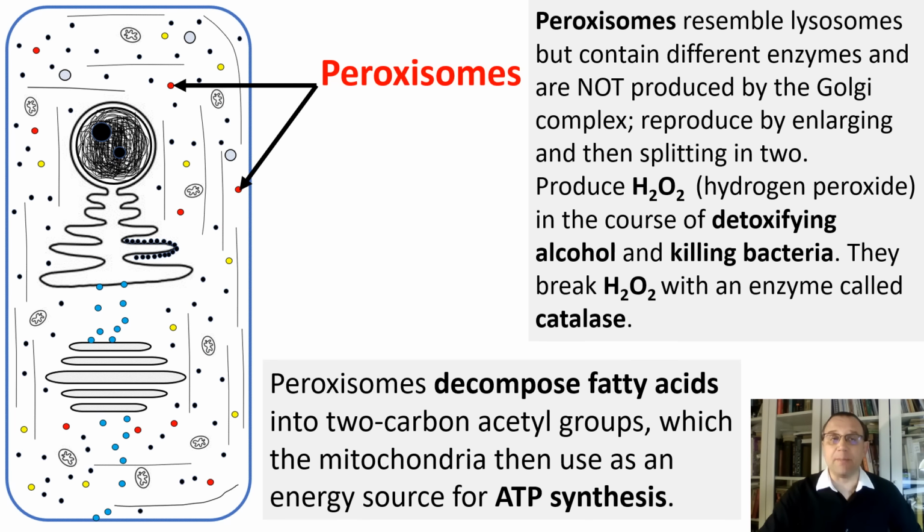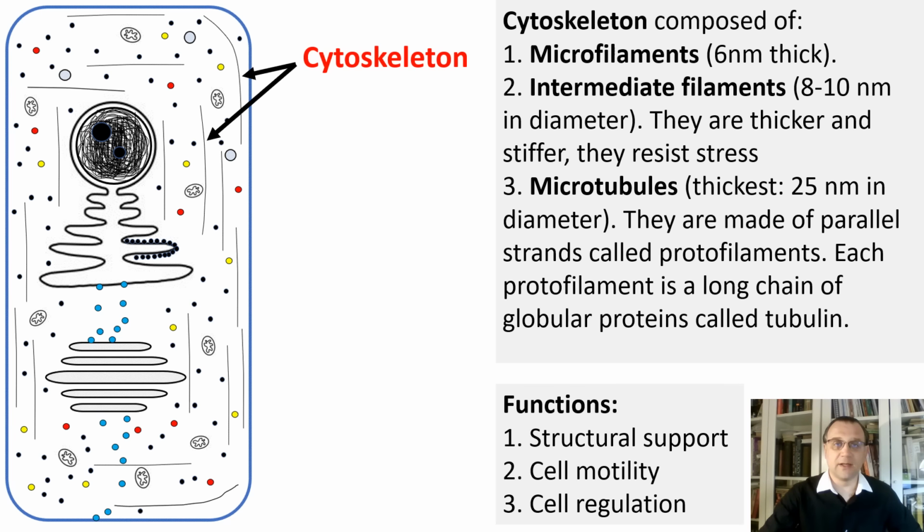The phospholipids of the plasma membrane spread out over the cell skeleton like butter on a slice of bread. Functions of the cytoskeleton include structural support. It is an obvious function. Cell motility. Do not confuse this word with mobility. Mobility is all about portability. Motility means self-induced movement, and cell regulation.